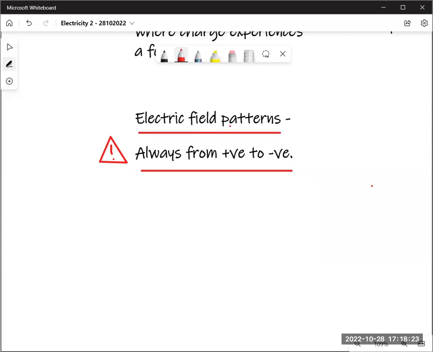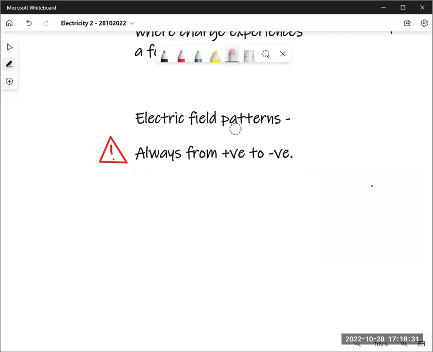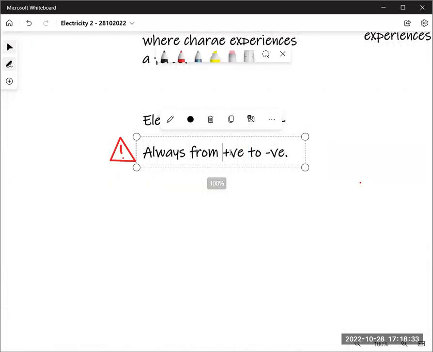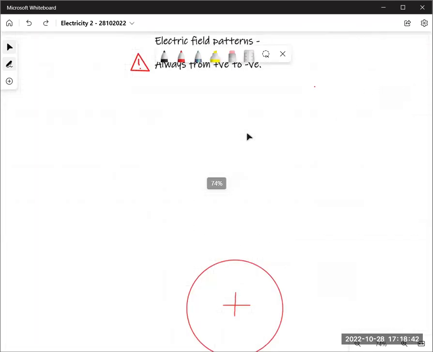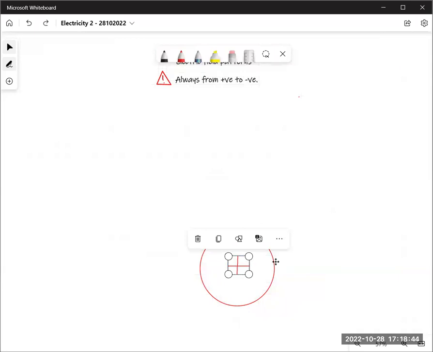Electric field direction is always from positive to negative. Right? Positive is basically the plus, which means always from positive to negative. All right. Yes.